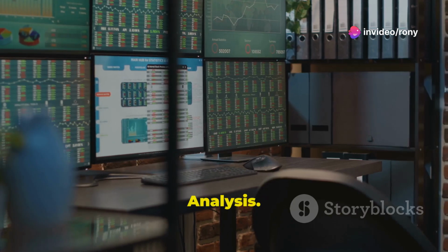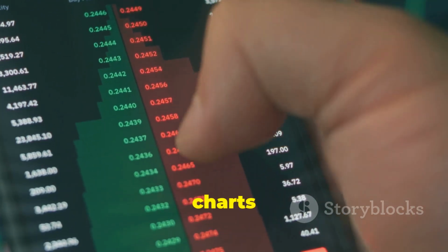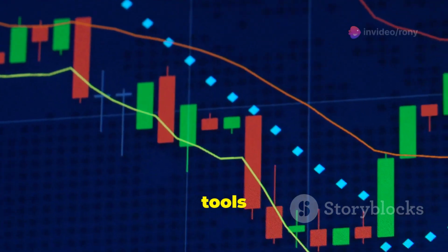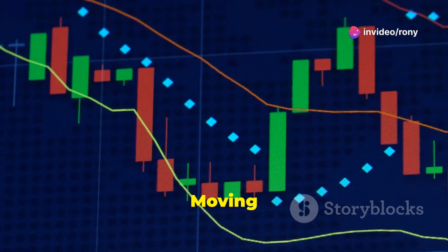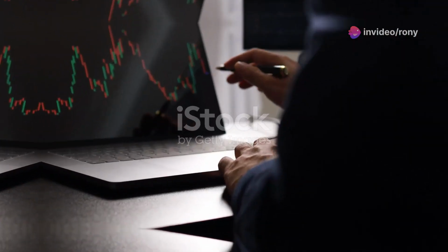Next, we have technical analysis. This method focuses on analyzing stock price charts and indicators to predict future price movements. Key tools in technical analysis are moving averages, the relative strength index, and candlestick patterns.